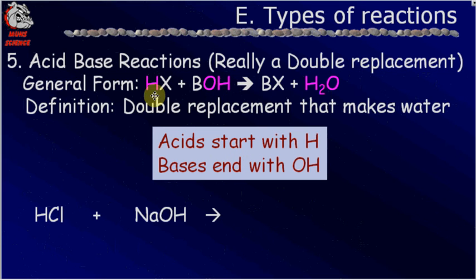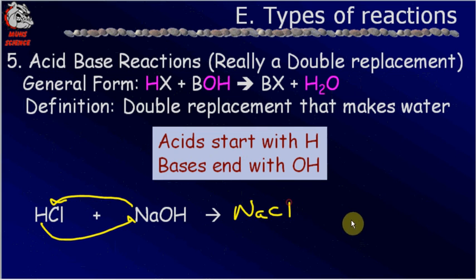So you recognize your acids, you recognize your bases, and the hydrogen is going to trade with whatever thing B is, and so you're going to get compound BX, and the other compound that's made is water. So really, this is just a double replacement reaction that makes water. In our example here, I have hydrochloric acid plus sodium hydroxide, a pretty basic chemical reaction. The hydrogen and the sodium are going to trade positions. The sodium is going to bond to the chlorine, NaCl.